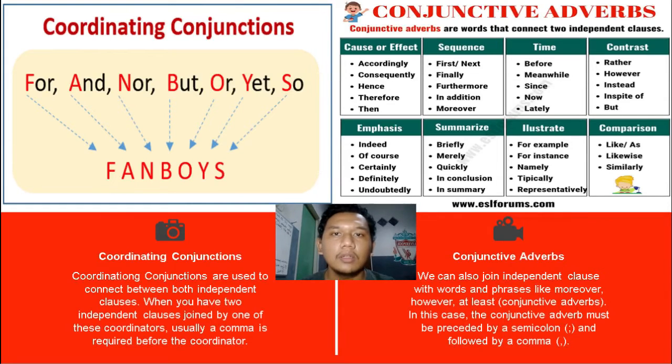And second, we will be looking at conjunctive adverbs. We can also join independent clauses by adding phrases like moreover, however, at least, and many more. The conjunctive adverb requires a semicolon before the conjunctive adverb and a comma after it. As you can see from the picture, these are the list of adverbs that are used as conjunctions for compound sentences, but every situation is different. There's cause and effect, time, sequence, and the rest, like in the picture.